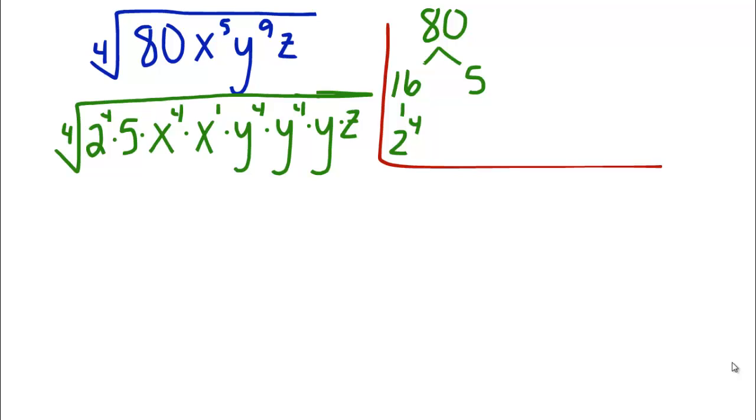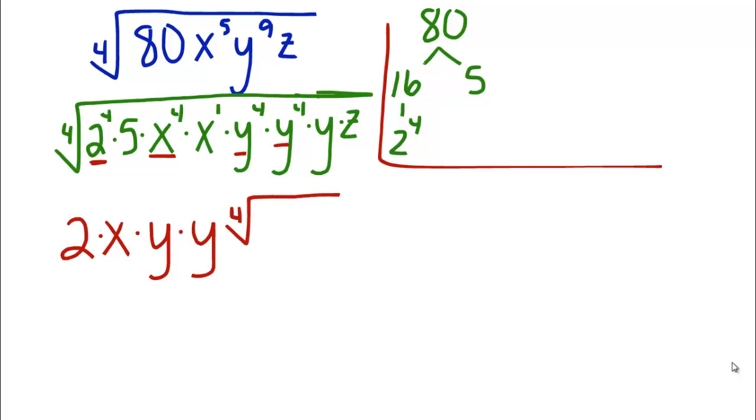Alright, so what can come outside the house? In other words, what is written as a power of 4? 2, x, y, another y, and that's it. What's left inside the radical? The 5, the x to the 1st, a y, and a z. The last thing I'm going to do is just rewrite the y times y as y squared.